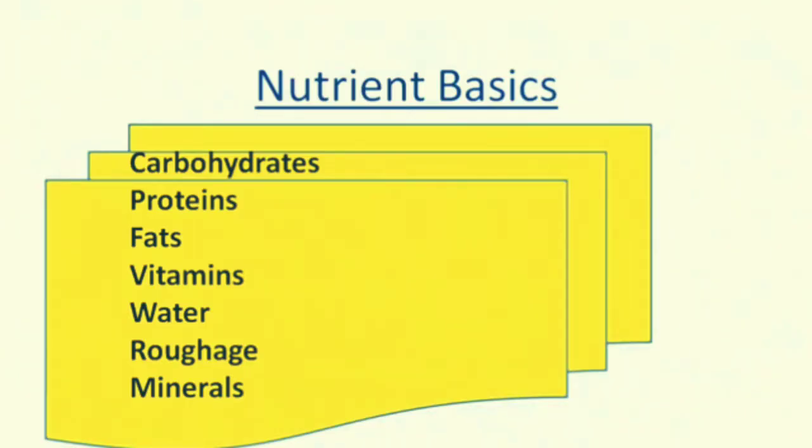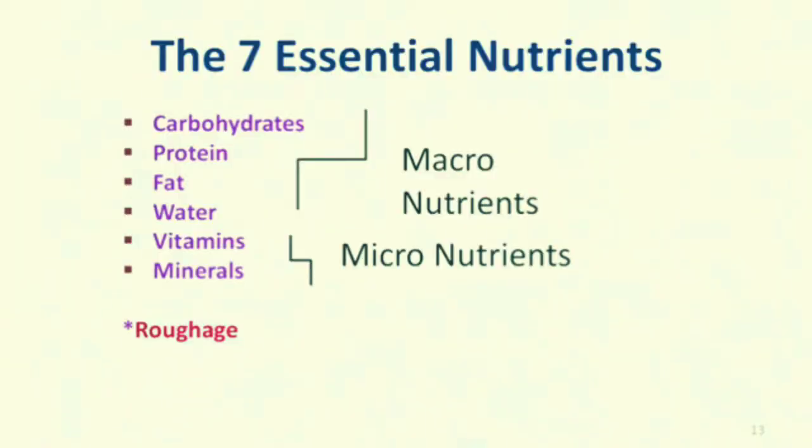Nutrients are basically carbohydrates, fats, proteins, vitamins, minerals, water, and roughage is also an important nutrient in our diet. There are basically 7 essential nutrients which are found in any food item. Number 1 is carbohydrates, proteins and fat. As we can see on the slide, these are the major nutrients, that is the macronutrients. Vitamins and minerals form the category of micronutrients and then there is roughage.